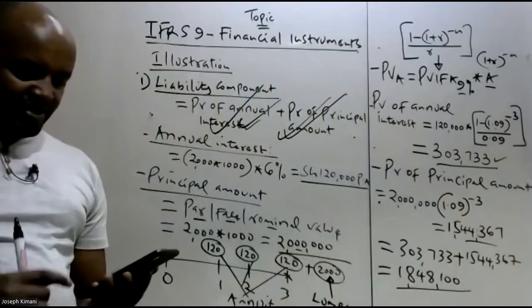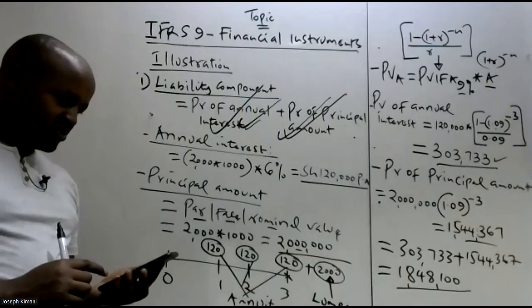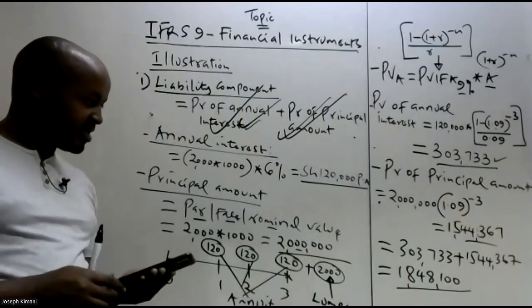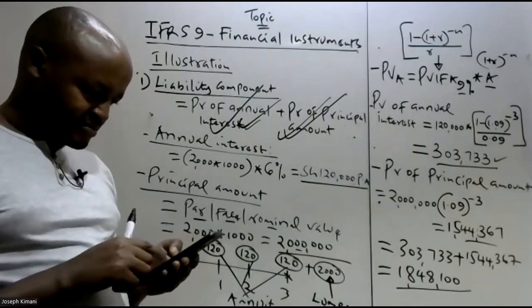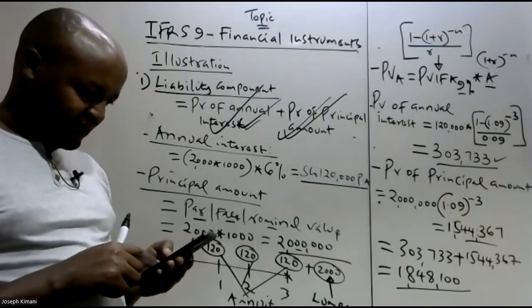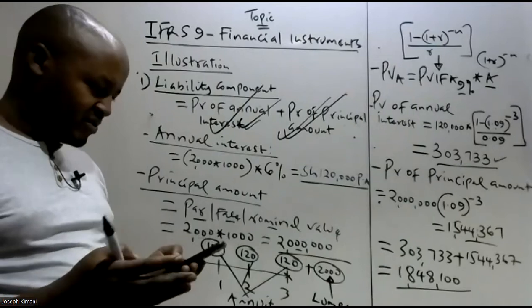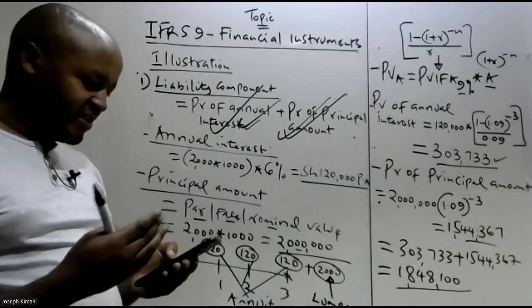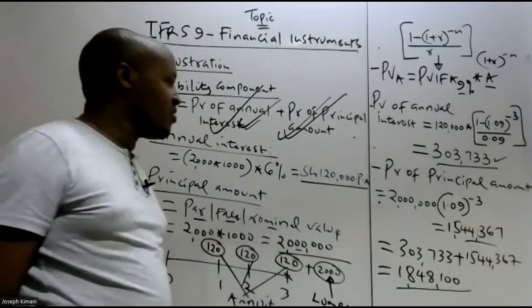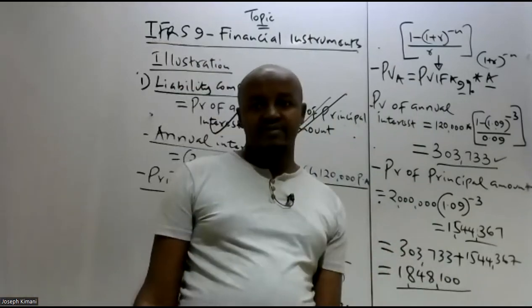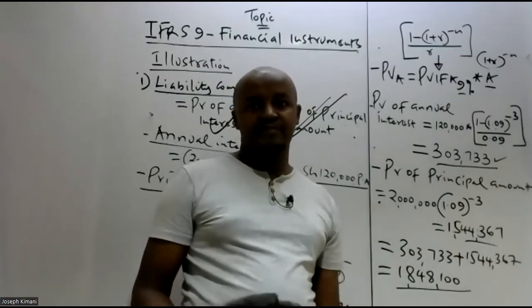I don't know whether you have the same, although in our solution or in our handout, we already have that figure. Yes, so it's coming to the same, although there is a difference of 22 because of rounding off. So therefore, what we have now is the value of the liability component.